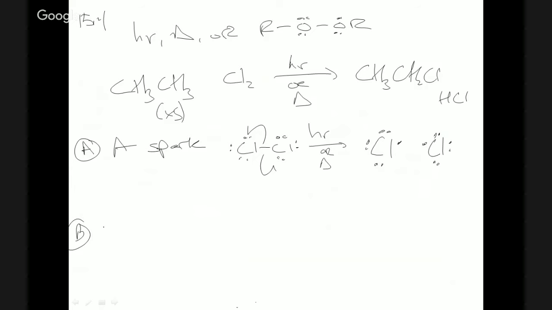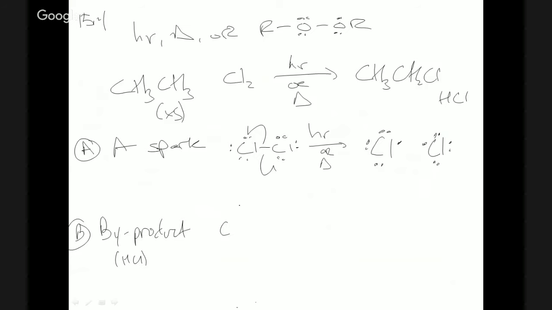B is byproduct. We're actually going to show the byproduct first. So after a spark, you get the byproduct HCl. Okay. So byproduct HCl is going to form. That's what we mean by the byproduct. So what do we have?